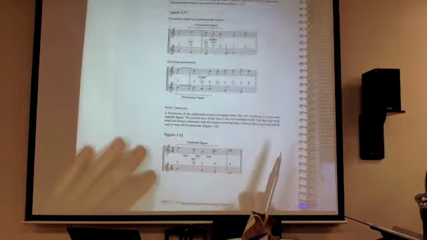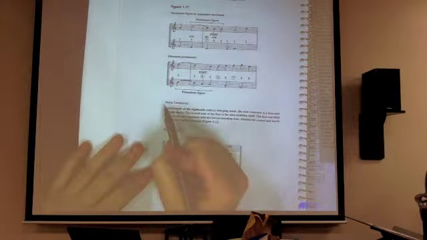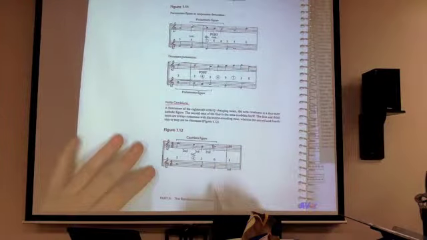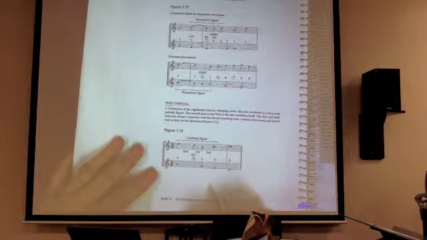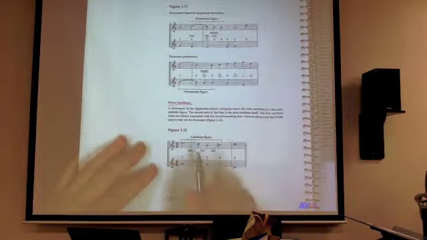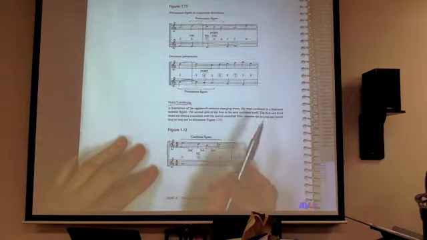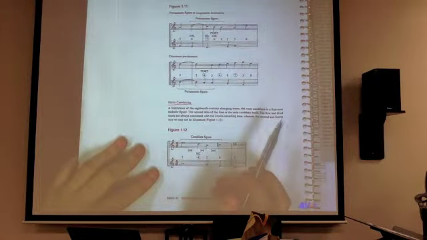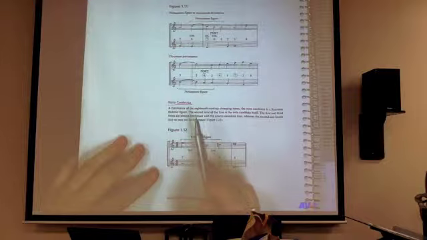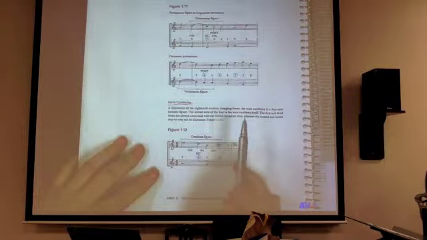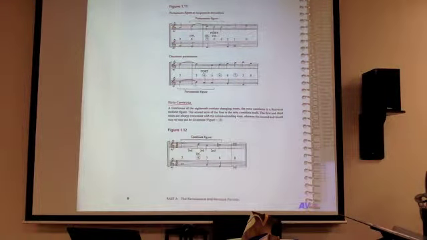Also, the nota cambiata is another thing specific to the late Renaissance. We'll get into changing tones, don't worry about that, you guys don't know what it is yet. So nota cambiata is a 4-note melodic figure. The second note of the 4 is the nota cambiata itself.